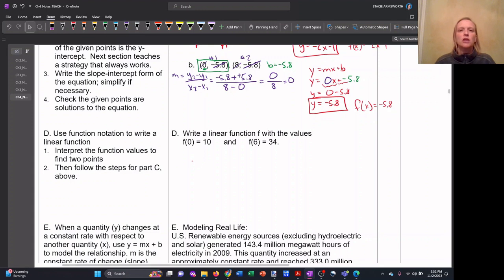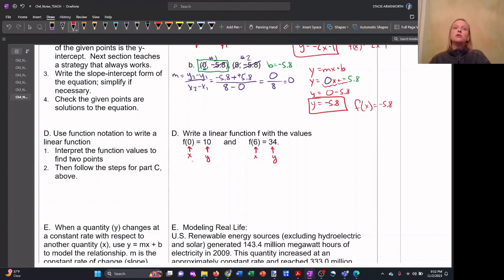Write a linear function with the values f of 0 equals 10 and f of 6 equals 34. Remember with function notation, the number in parentheses right after the function symbol represents x, the independent variable. And then the number after the equal sign represents y, the dependent variable. Same thing here. 6 is the x value, 34 is the y value.